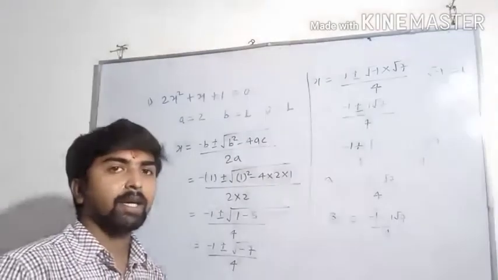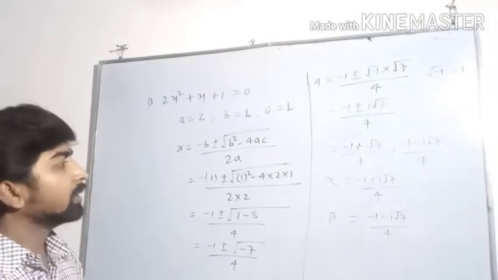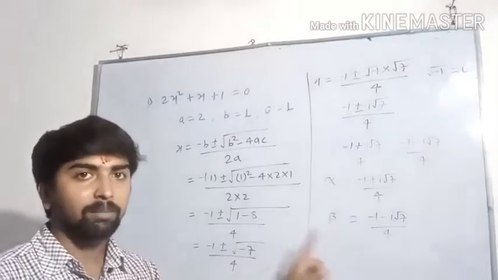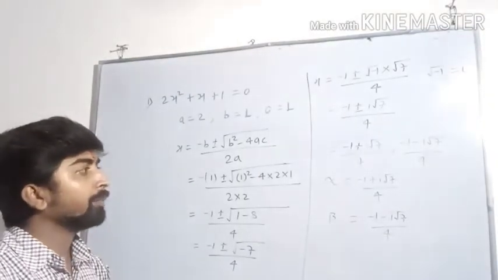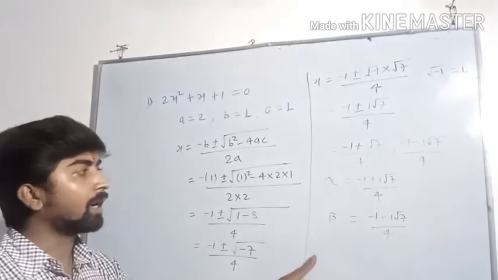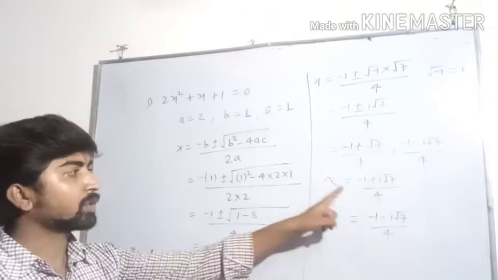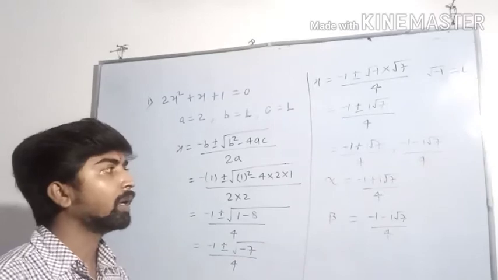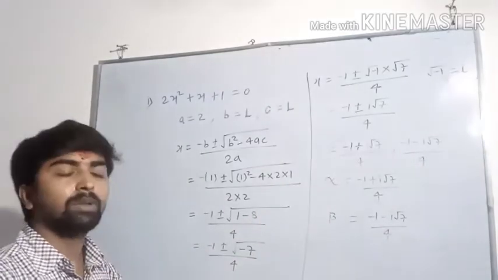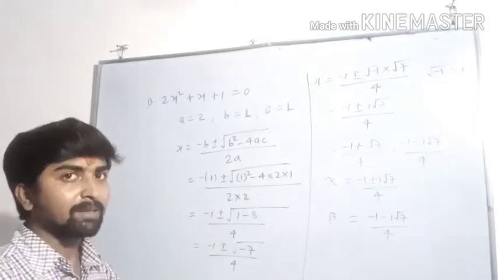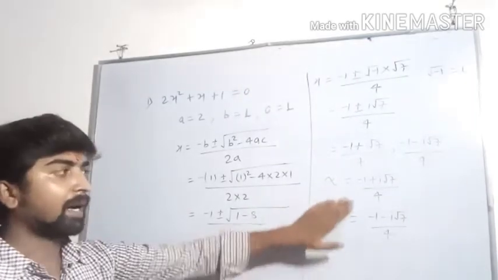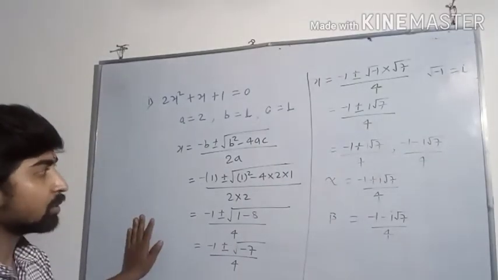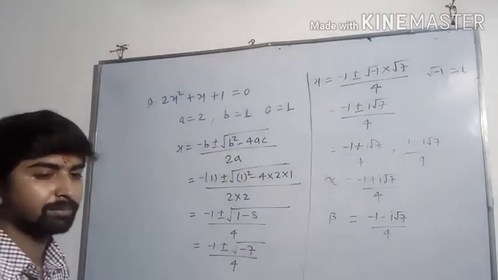Now, students, here you are observing that these two roots of this quadratic equation are distinct and complex. These are not real roots, these are complex roots: minus 1 plus I under root 7 by 4 and minus 1 minus I under root 7 by 4. Both values are complex numbers, and they are distinct. So these are complex and distinct roots of this quadratic equation.